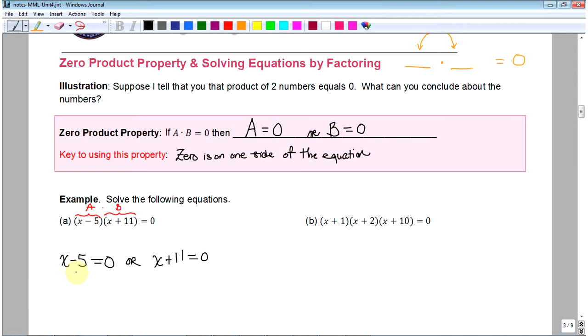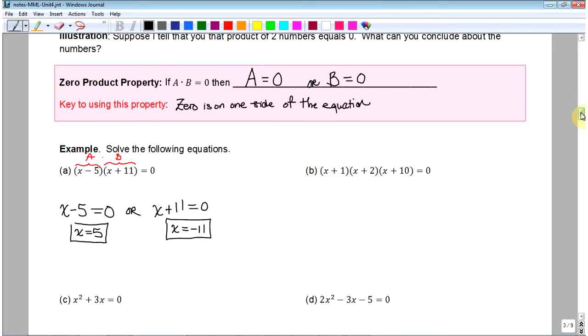Well, now we have two equations that we know how to solve. We add 5 to both sides, and we get that x equals 5 for one of our solutions. Subtracting 11 from both sides of our equation, we get x equals negative 11 for our second solution. So if we substitute either of these numbers into our original equation, we would get a true statement. It would make that expression equal 0.